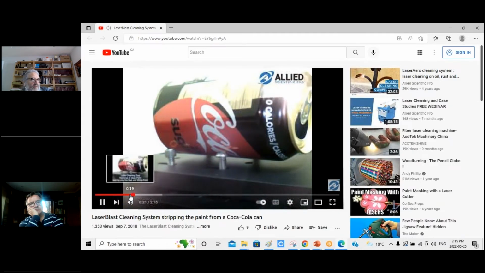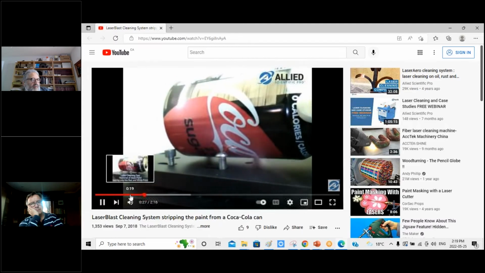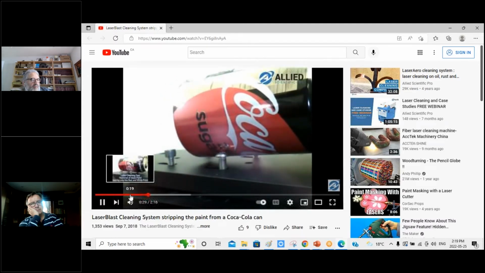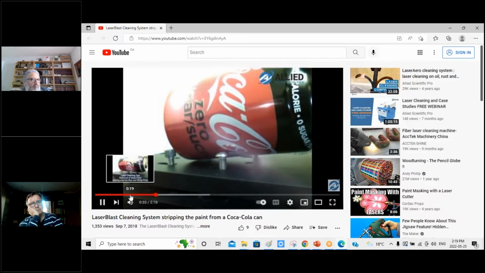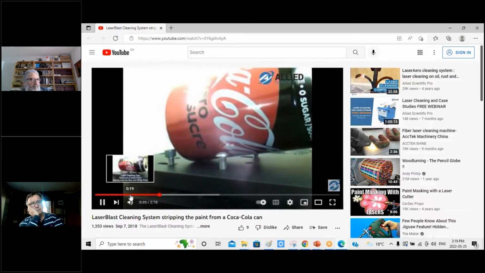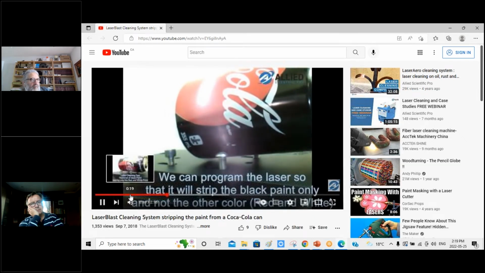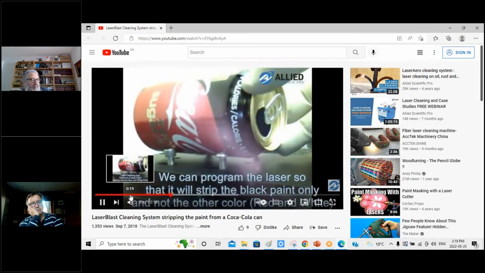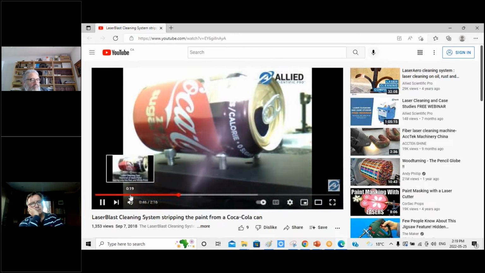So here you see a Coke Zero can being illuminated by the laser. It's actually our laser. And although the laser beam is shining on all the different colors of the paint, the red, the white, and the black, it's only removing the black and not the red and the white. And this is something that could only be done with laser cleaning. You cannot do this with sandblasting, for example, because sandblasting would remove everything.